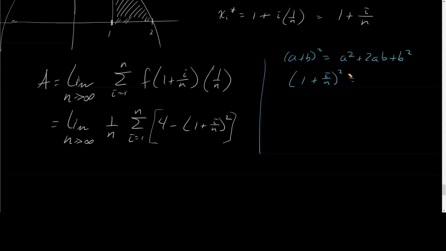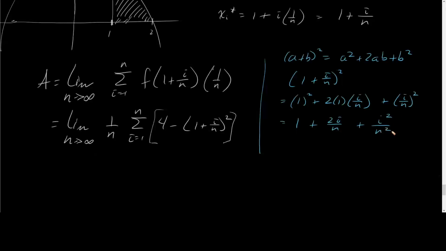In this case, what does that mean? That's going to mean our a is 1, our b is i/n. So I end up with 1² + 2 times 1 times i/n + (i/n)², right? a² + 2ab + b², which is just 1 + 2i/n + i²/n². All right, so that's just this piece right here. So let's go ahead and write that in there.